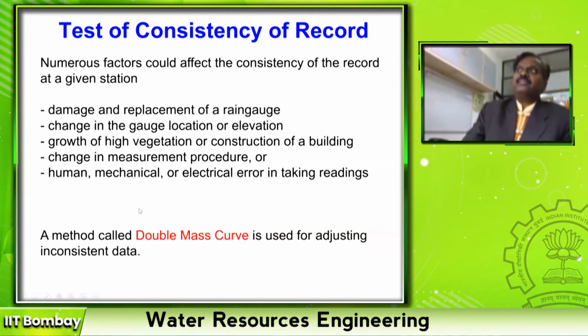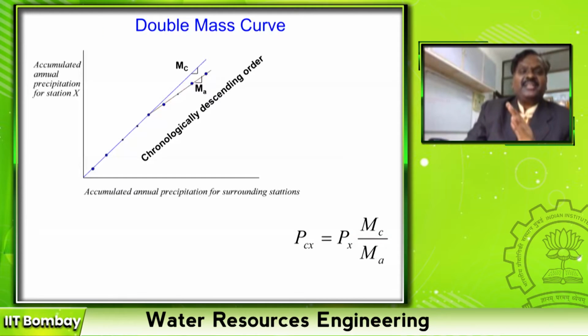How to check whether my measured data of one particular station is inconsistent with all other stations? That means you want to compare the mass of water measured at one location with the mass of water measured at other locations. Since you want to compare 2 masses, you can call this the double mass method. Initially it was only a graphical method, and people used a method called the double mass curve to measure and adjust the inconsistency in the data, right?